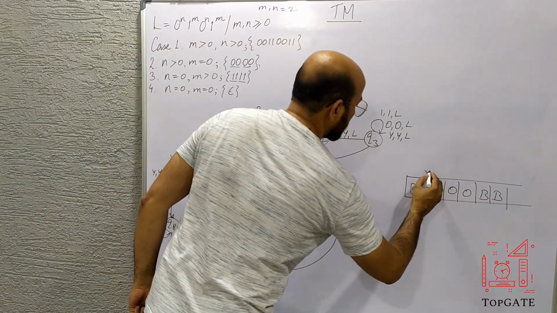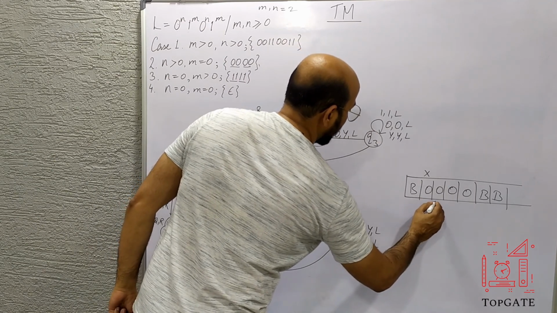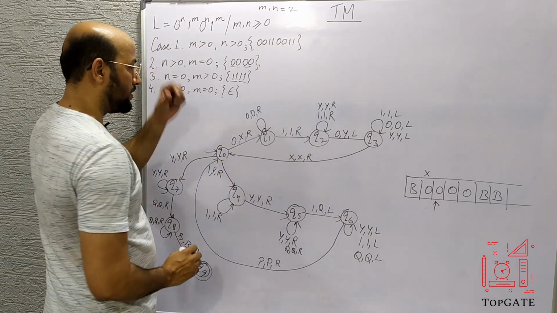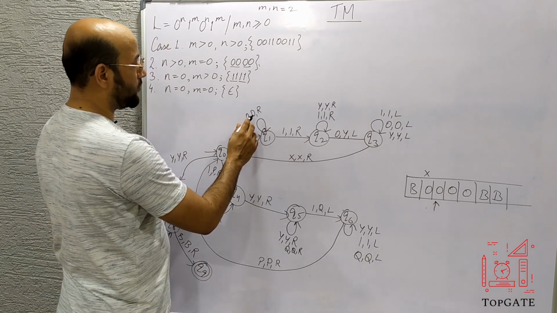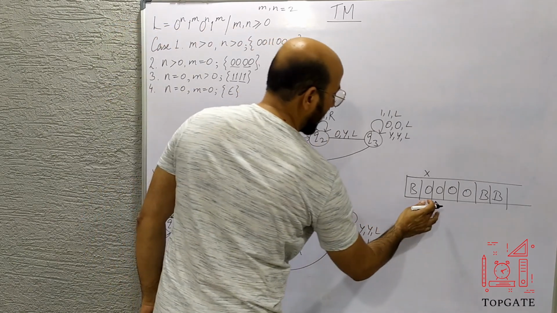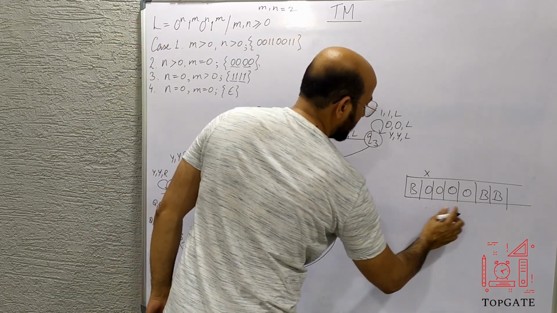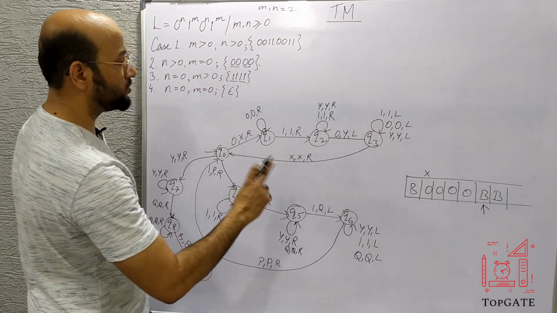So this 0 will be changed to X and the pointer will point on to the next 0 and the machine is at Q1. Now at Q1, machine is saying that if you find a 0, you should skip all those zeros. So all these zeros will be skipped and the pointer will point to this blank now.